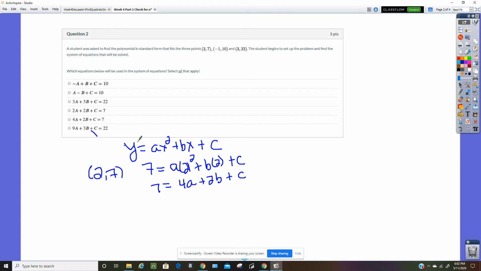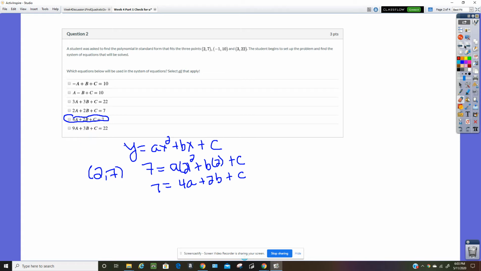And then I'll look through these here. It would be this one here. So that's one of the equations. And then you're going to plug in these other 2 points to find the other 2 equations. Okay, so there's one of them. I'll let you find the other 2.